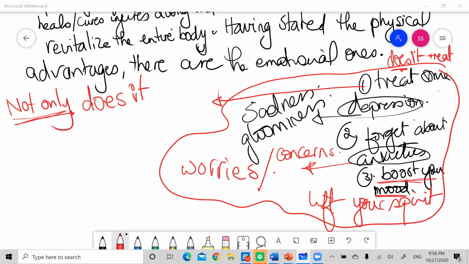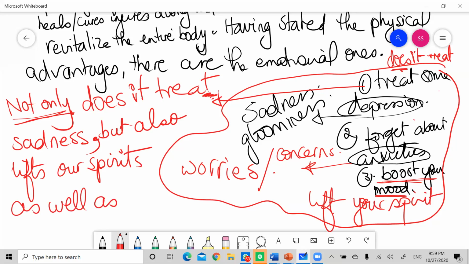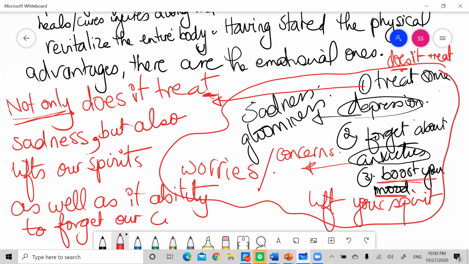Lifts our spirits. Okay, and if I want to add the third point, how can I add it? Can we write as well as? As well as, excellent. As well as it helps us forget about our concerns. As well as its ability, let's say, because we want to change it to its ability to what? Ability to forget our concerns.